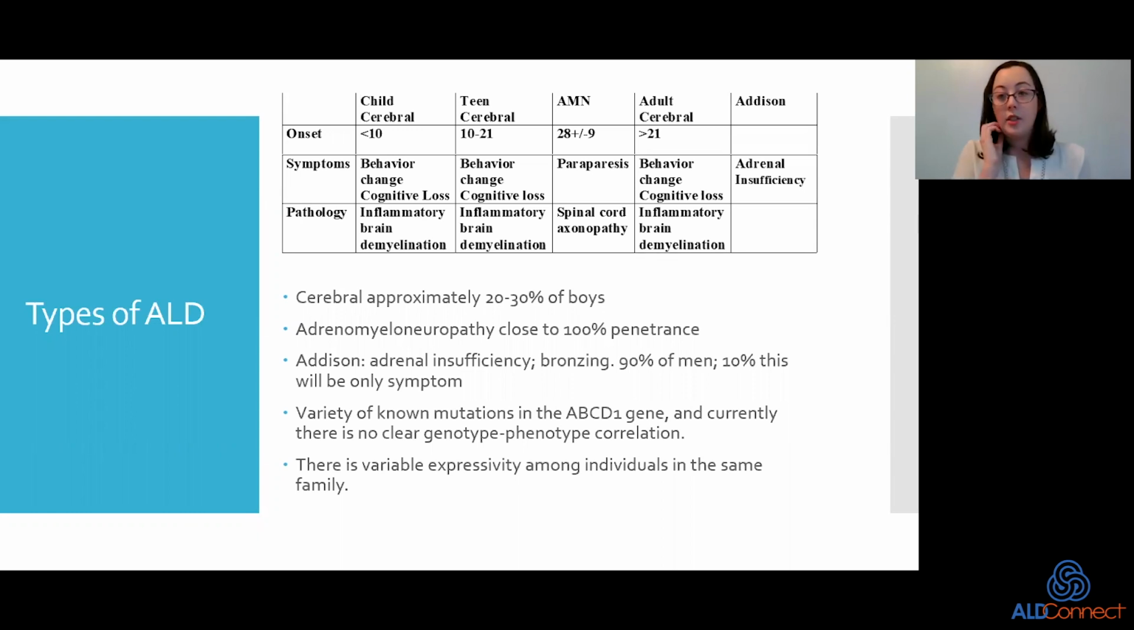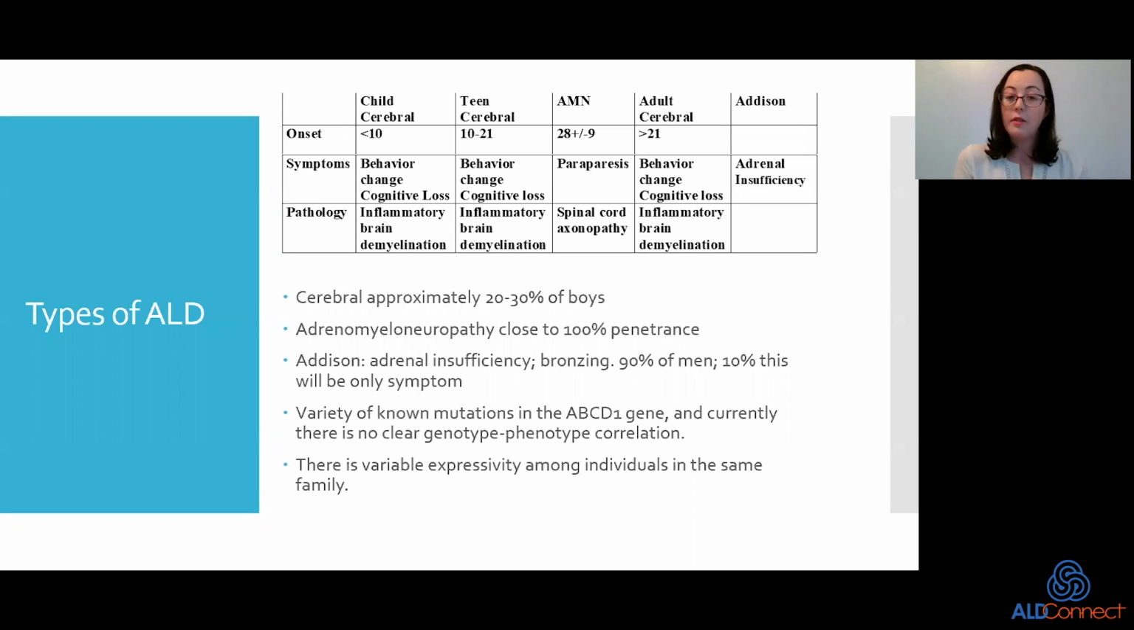Another form of the condition, or symptom of it, is Addison's disease. This is also known as adrenal insufficiency. This can be very, very serious, and it needs to be addressed if that's the case. Approximately 90% of men will have this adrenal insufficiency that needs to be treated, and for 10% this may be their only symptom. So this is a very important condition that men need to be regularly monitored for.